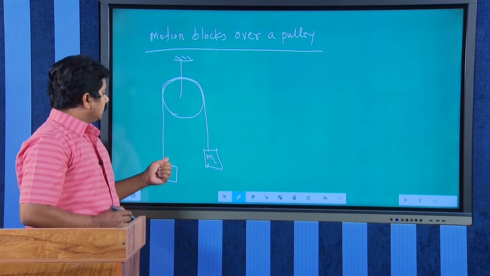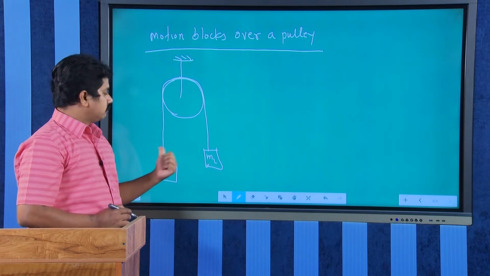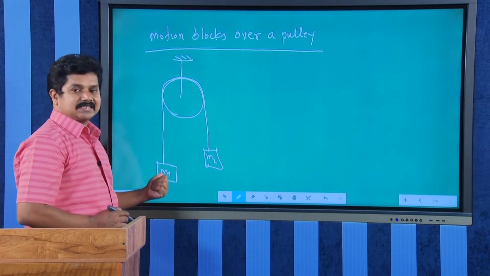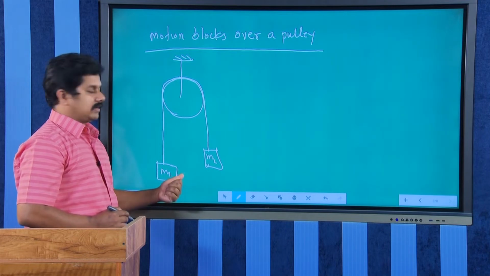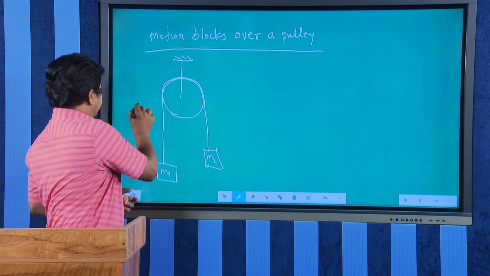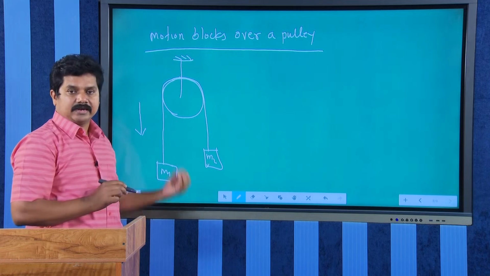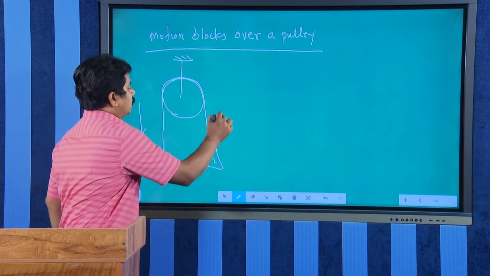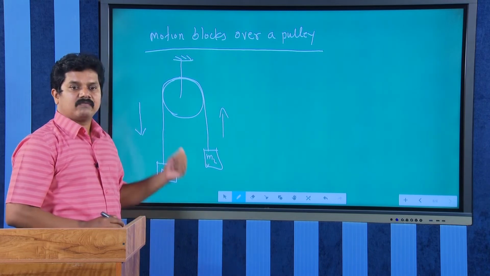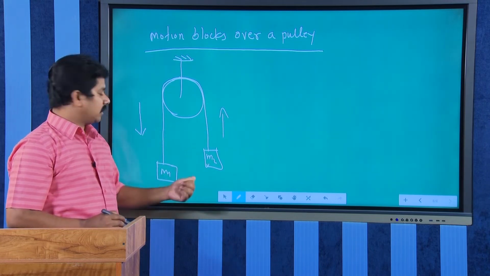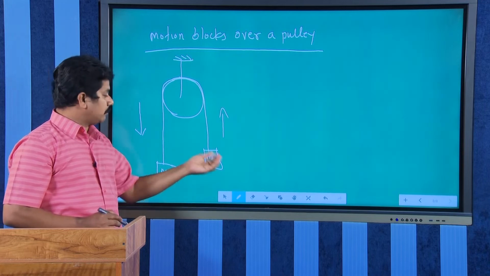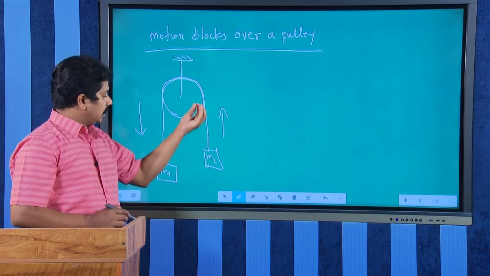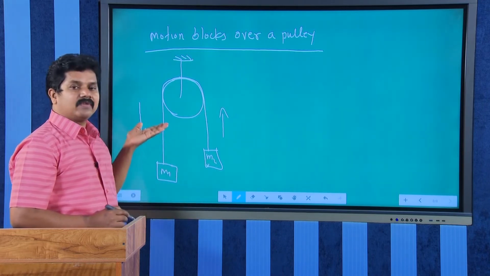Now, what will happen to these blocks? If M1 is greater than M2, what will happen? Due to its weight, definitely it will slide down, it will move down, and M2 will move up. If M2 is greater than M1, what will happen? M2 will move down and M1 will move up.